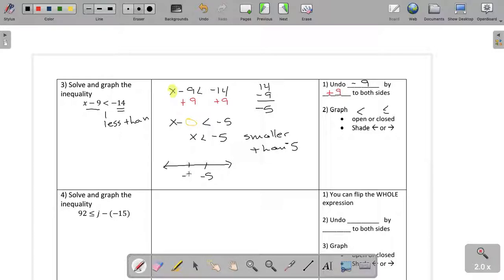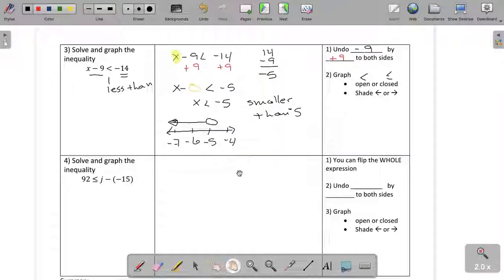And I want to make some numbers that are smaller than negative 5. They're going farther away from 0. Negative 4 would be right there. Open circle, because there's no equal to part, and we need the number smaller than negative 5.